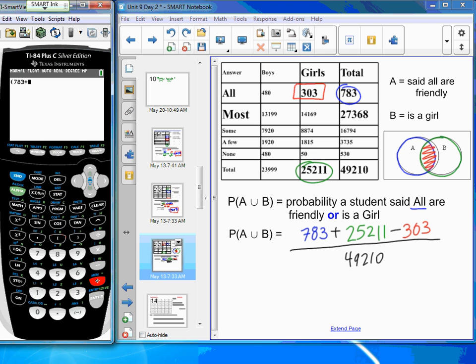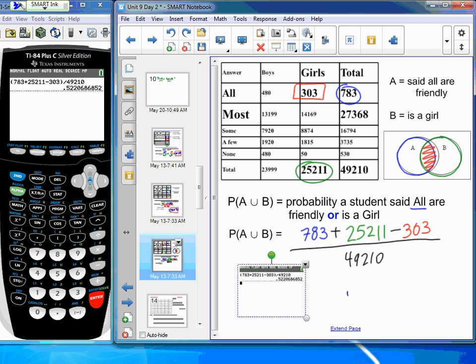783 plus 2,511. Uh-oh. Jacob, you got to catch that. All right. Minus 303. And all over 49,210. Are we good? Awesome.